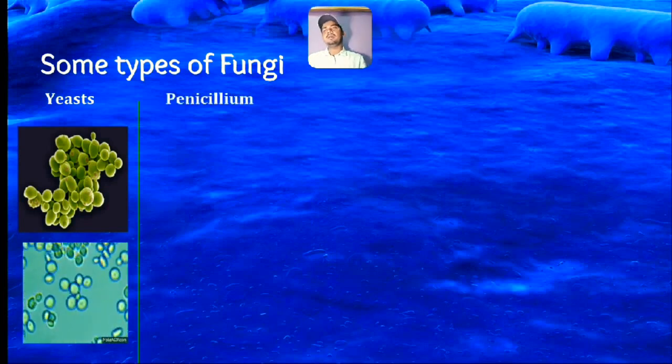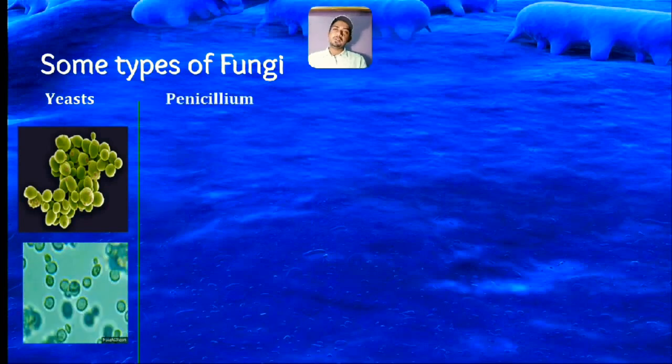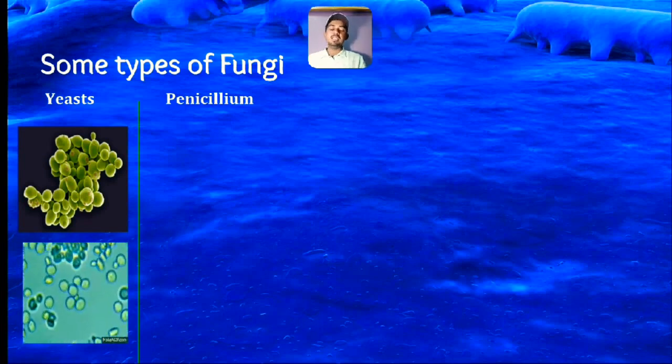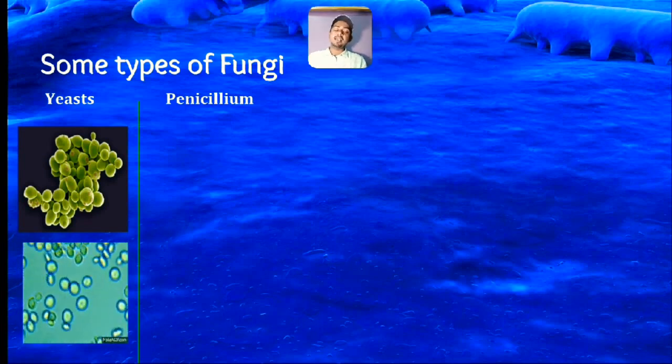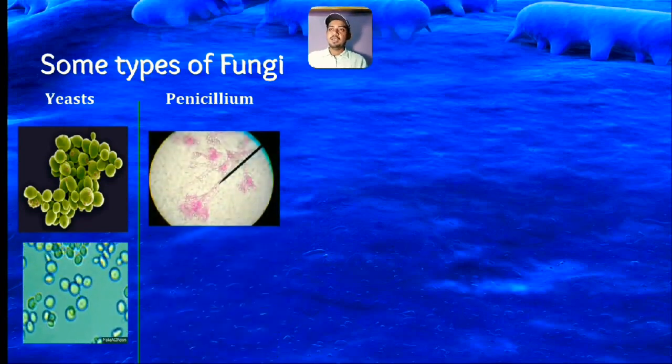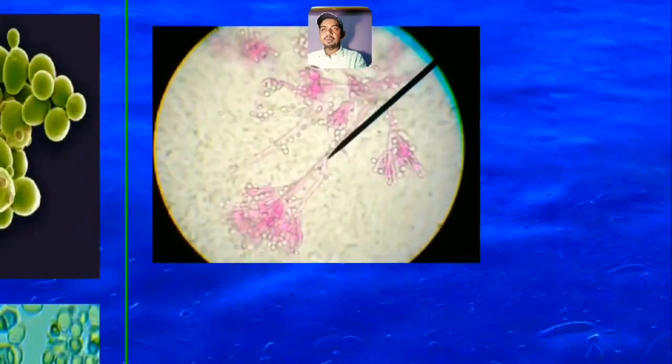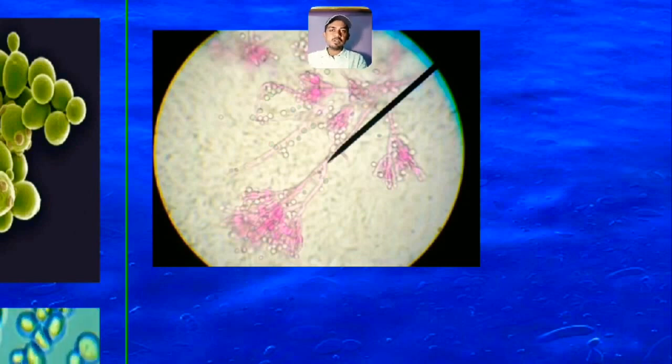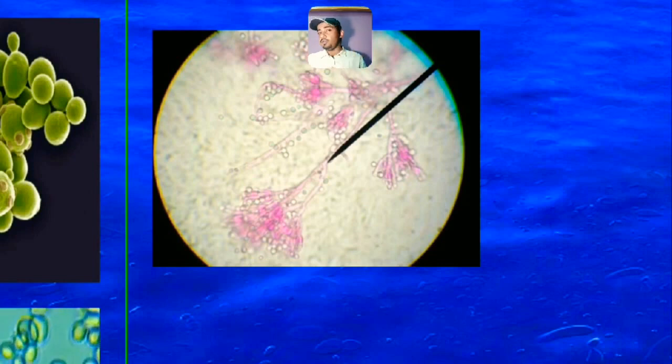Next type is penicillium. Penicillium is used to make penicillin. Penicillin is an antibiotic. We will study about it in this class only. First of all, just as an example, you don't have to memorize all these things. This is just for you to see what you are reading.